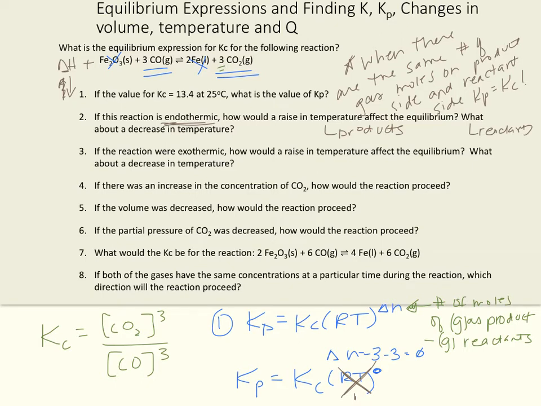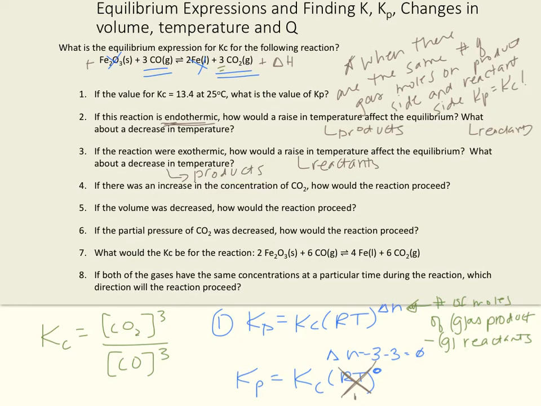And if the reaction were exothermic, then heat would be a product. And if heat is a product and we increase the temperature, then it's going to go back toward the reactants. If we increase over here, it's going to go back this way. So reactants. And then, of course, if we decrease the temperature, it's going to go towards the products to make more heat until it gets back up to equilibrium.